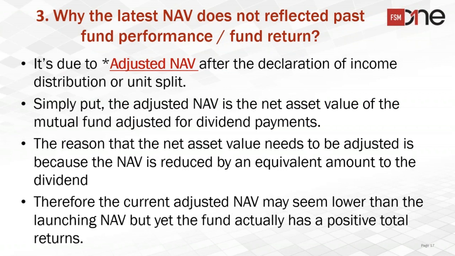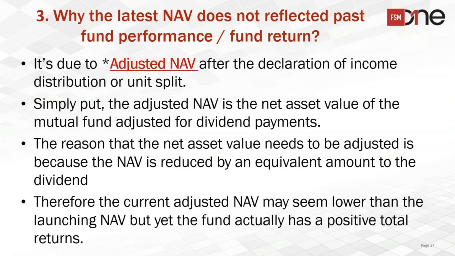Actually, it is due to the adjusted NAV, which I highlighted here. So adjusted NAV is after the declaration of the income distribution, which we normally call dividend, or unit split exercise. The net asset value of a unit trust fund is adjusted accordingly to the dividend payment. Simply put, the adjusted NAV is the net asset value of the mutual fund adjusted for the dividend payment.